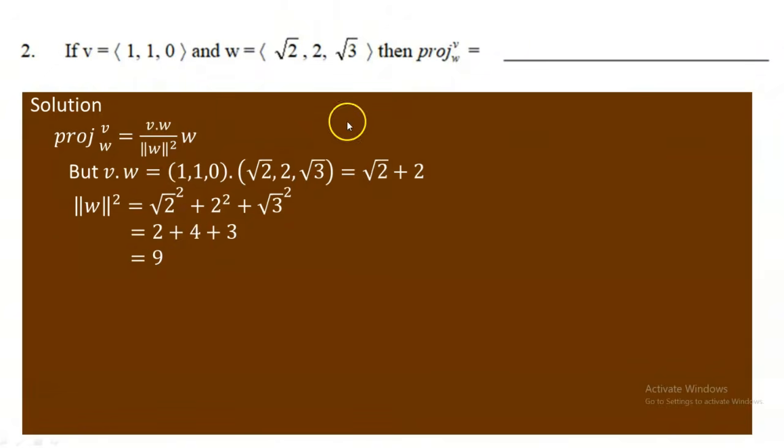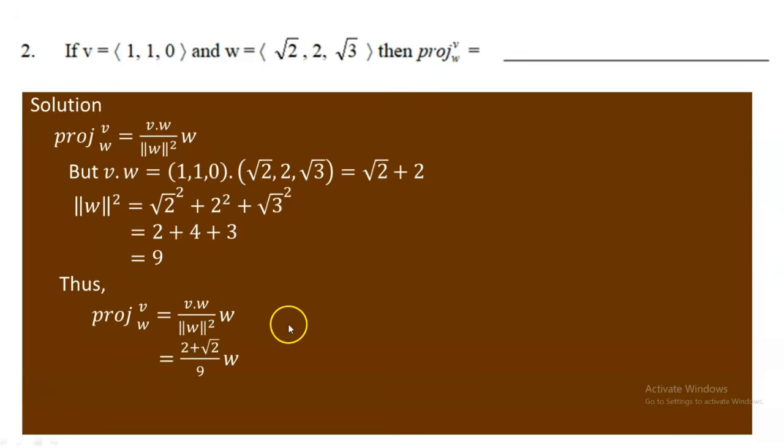So everything is now obtained. V dot W is already determined. Norm of W squared is already determined. So it's a matter of now plugging these obtained values into your expression. So this is going to be finally (2 plus radical 2) over 9 times W, where V dot W is 2 plus radical 2 and norm of W squared is 9.